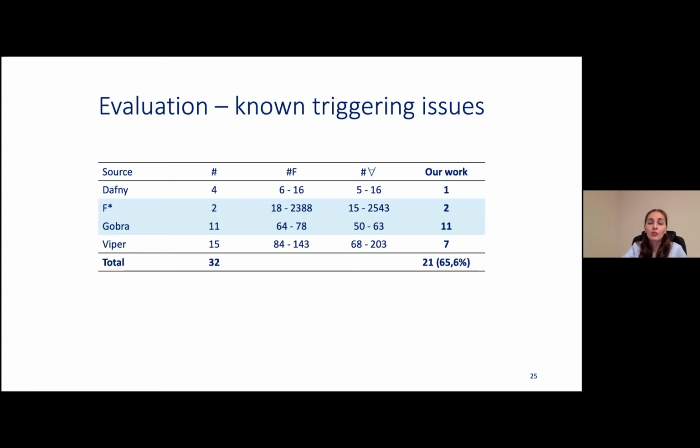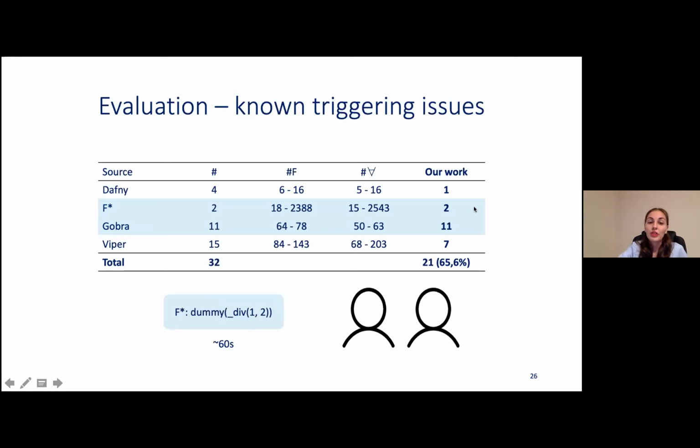And as it can be observed, one of the F-star benchmarks is quite large. It has over 2,000 formulas and quantifiers. And for this very large example, our synthesized triggering term is very simple. It only consists of div of 1 and 2. So this can be easily understood by the developers, and our algorithm needed roughly 60 seconds to synthesize it.